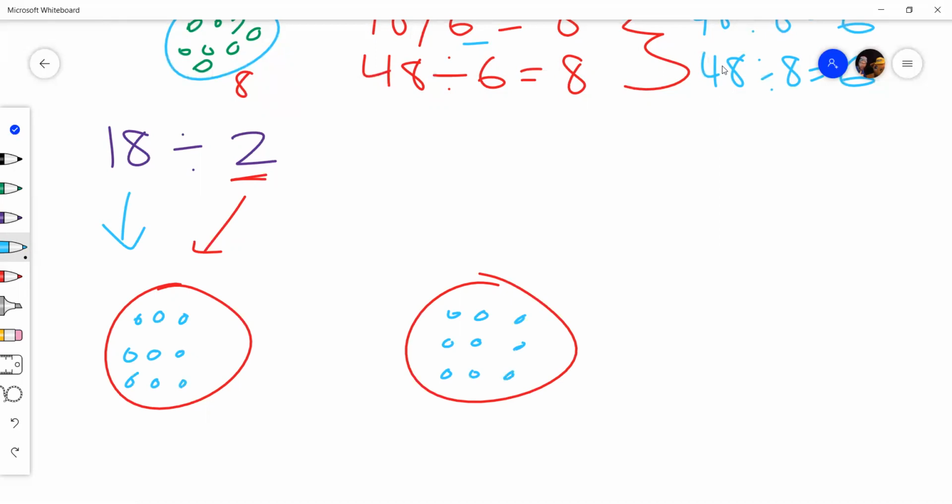And again, these are equal groups, right? Both of them have the same, I put the same amount in there. So we're going to count. Let's see, that's 3, 6, 9. 3, 6, 9. Yep, so it's the same. So 18 divided by 2 equals 9. So again, this is how we can use loops and groups to solve.